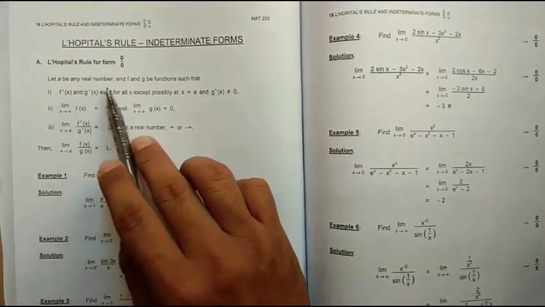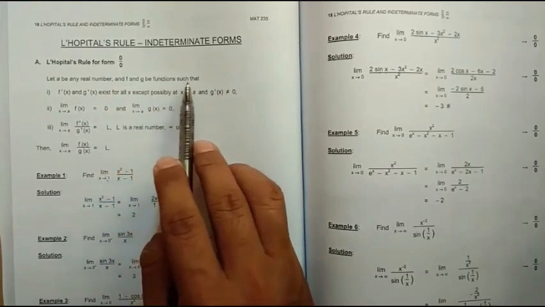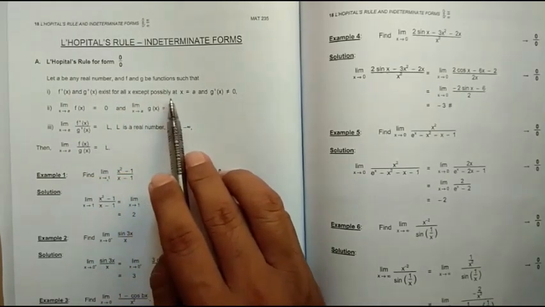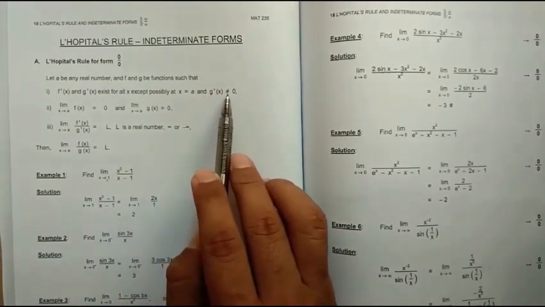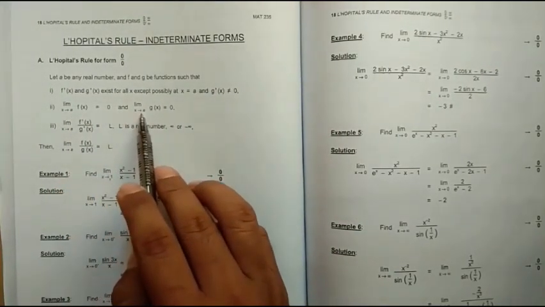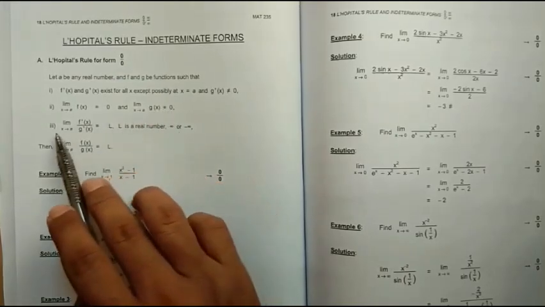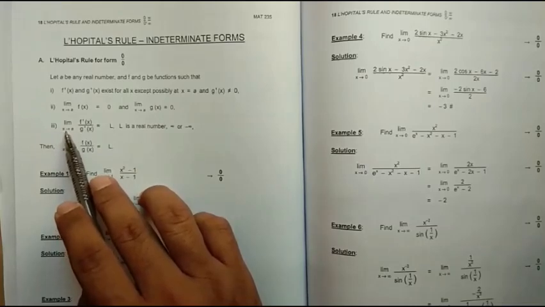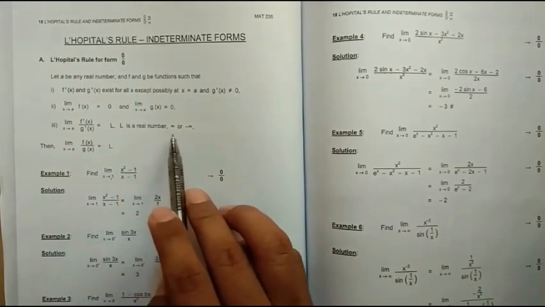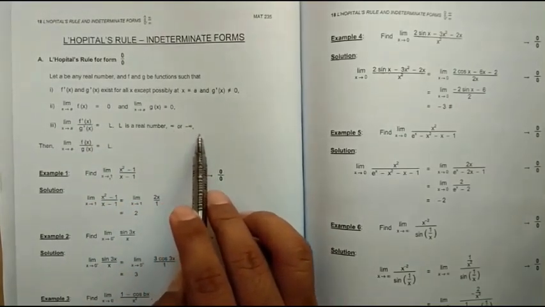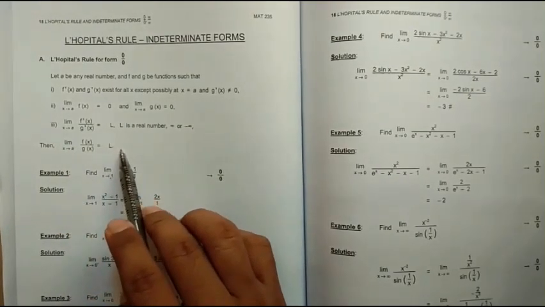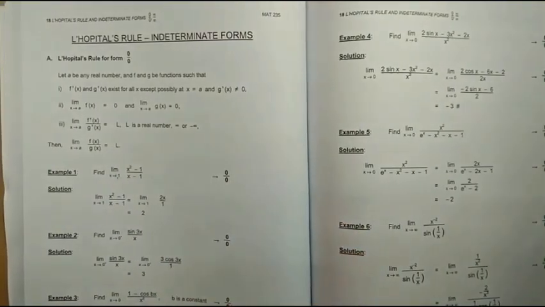Let a be any real number and f and g be functions such that f prime x and g prime x exist for all x except possibly at x equals a, and g prime x not equal to 0. Second, limit x approach a, f(x) equals 0, and limit x approach a, g(x) equals 0. Next, limit x approach a, f prime x over g prime x equals L, where L is a real number, infinity or negative infinity. Then limit x approach a, f(x) over g(x) equals L. So, this is the definition of L'Hopital's rule.